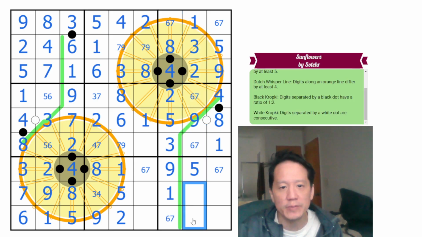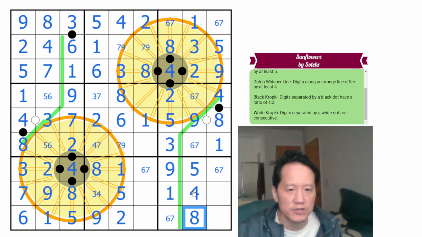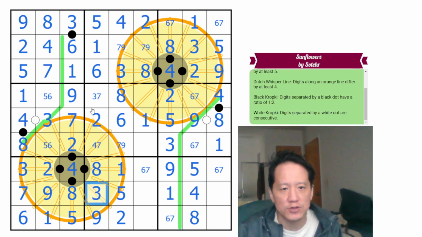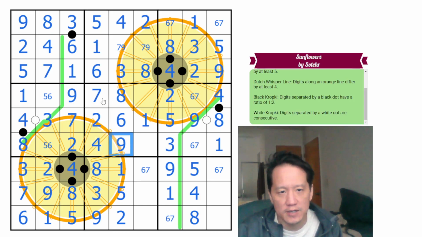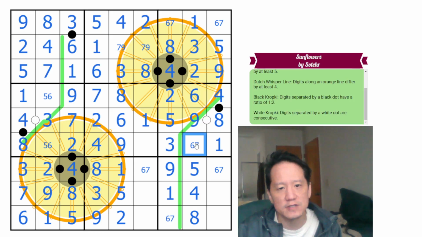Remaining digits in column 8 have to be 4 and 8. And this can't be 8, so this must be 4, which makes that an 8. This 4 means this can't be 4, so this is a 3, which makes that a 7, which makes that a 4. This 7 makes that a 9. This 7 also makes this a 6, which makes that a 7.